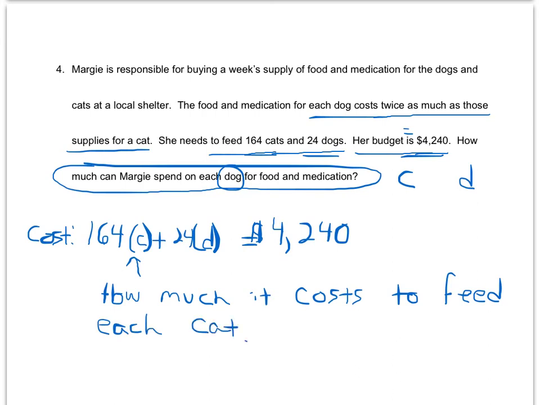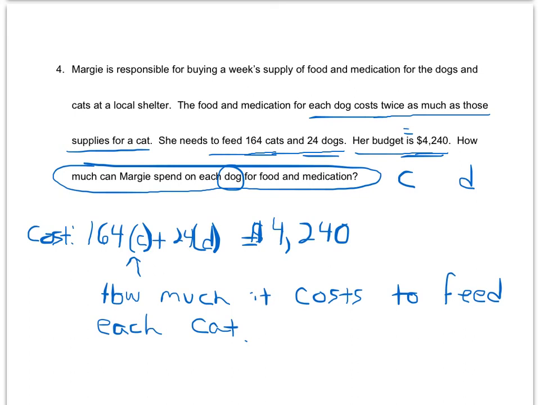Okay. And what do you think this D stands for? Well, the D stands for how much it costs to feed each dog. Okay. It's really important that you understand these equations. All this is saying is that we have 164 cats, okay? And we have to multiply that 164 by how much it costs to feed each one.